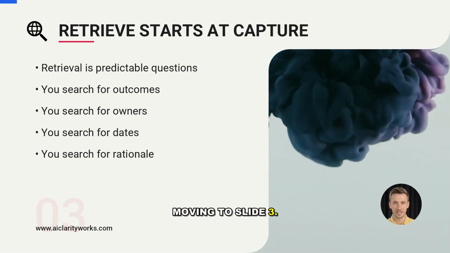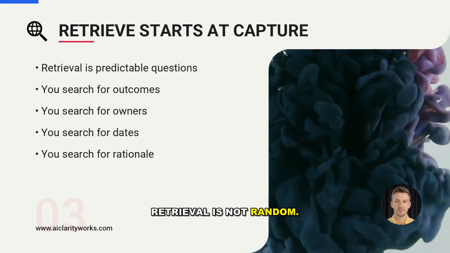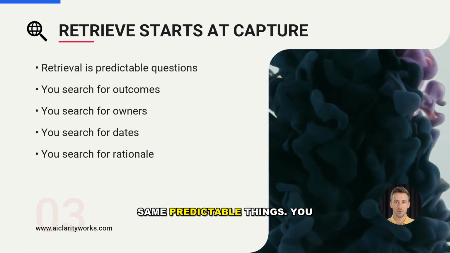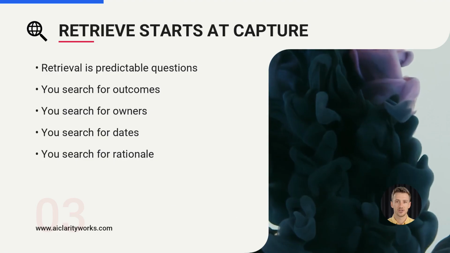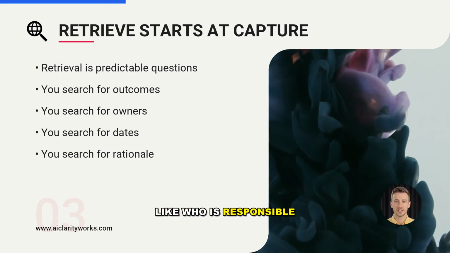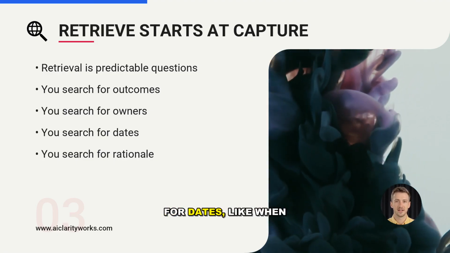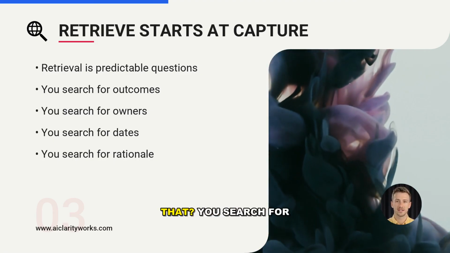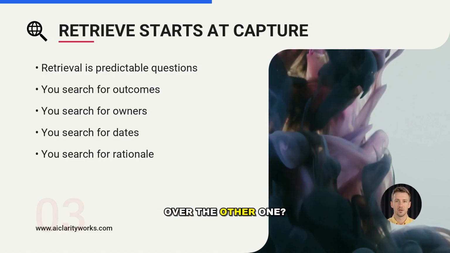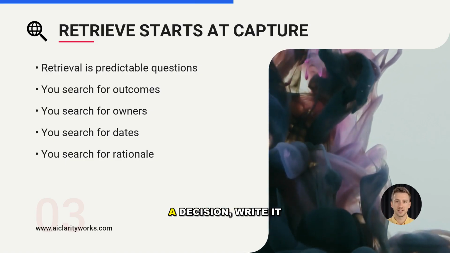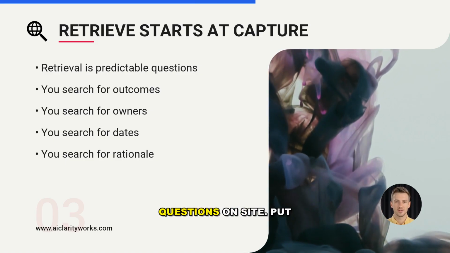Moving to slide 3. Retrieval is not random. You search for the same predictable things. You search for outcomes, like what did we decide? You search for owners, like who is responsible for this? You search for dates, like when did we agree to that? You search for rationale, like why did we choose this option over the other one? So when you capture a decision, write it so it answers those questions on site.